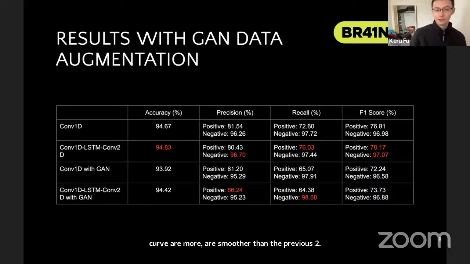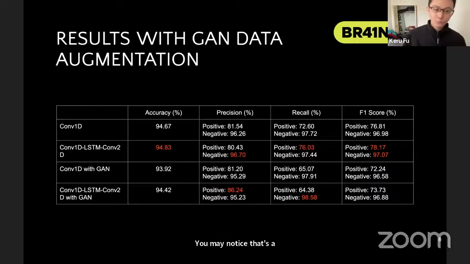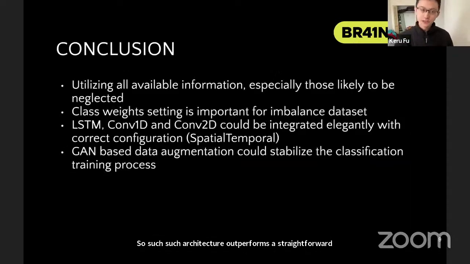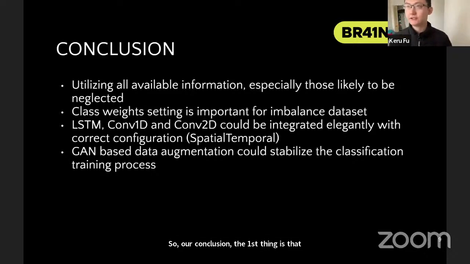Finally, we have our evaluation results. All the models are trained with the 80% training data set and evaluated on the 20% test data set. You may notice that Conv1D, LSTM, Conv2D outperforms all other models, and with or without GAN, such architecture outperforms the straightforward or simple Conv1D.